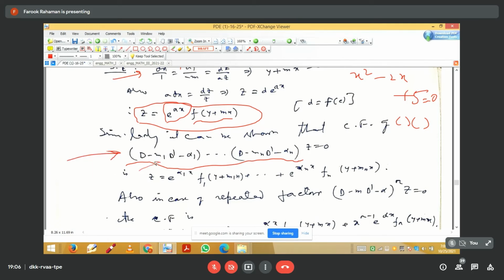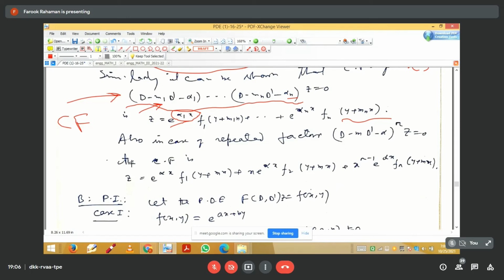For the first one, the solution has the extra term e to the power alpha 1 x. For the second, third, and final one, e to the power alpha n x. And the rest is very similar to the homogeneous case. So for the non-homogeneous case, you have to write the extra term like this, for the CF. Now, how to find the PI?